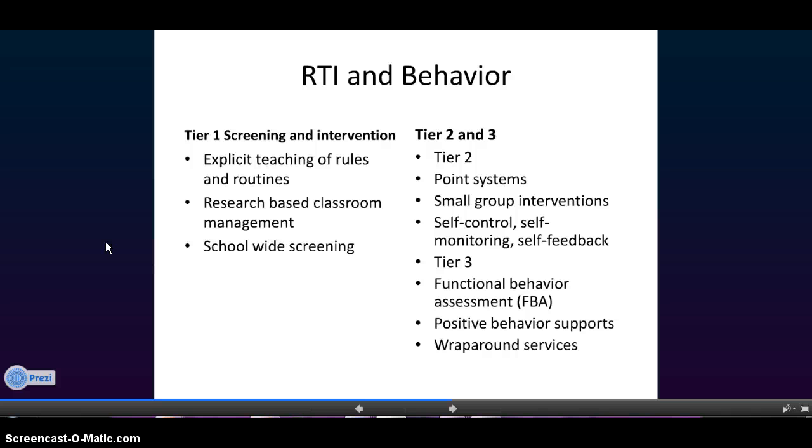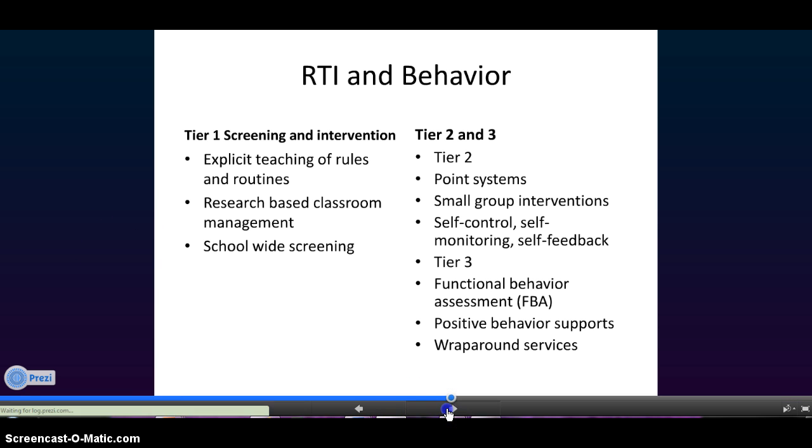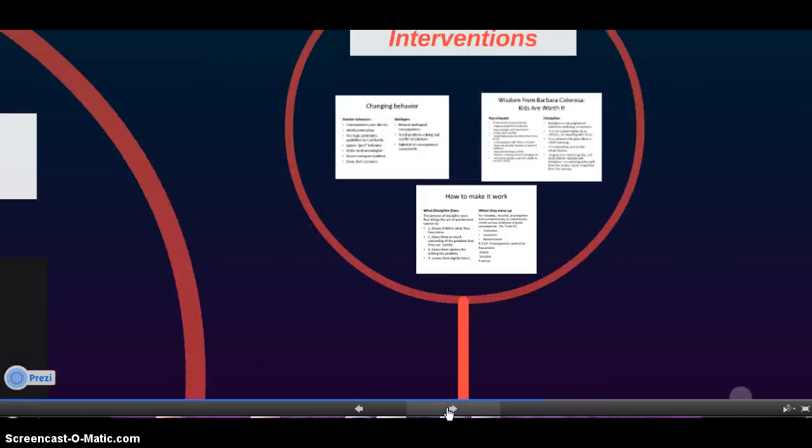And then in Tier 3, we're going to do what's called functional behavioral assessment and positive behavioral supports. And so what we're going to do is come up with a hypothesis of what the child is gaining or what he is avoiding through his behavior. And then we're going to try to put supports in place so that the child doesn't feel the need to seek something by this negative behavior, or he doesn't have to use this behavior to avoid other things. And then wraparound services are when we actually bring in external agencies to help us work with this child.